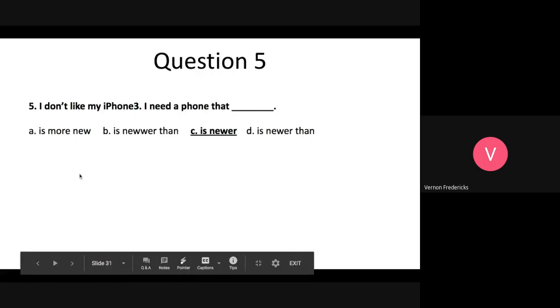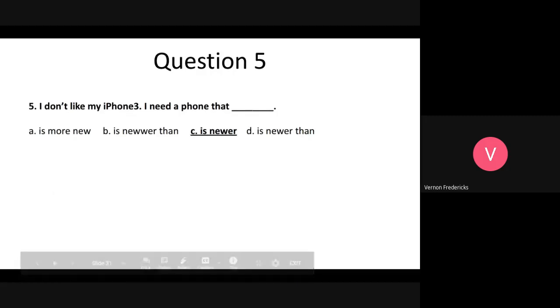Number 5, I don't like my iPhone 3. I need a phone that is newer. Okay, is more new? No. New is my adjective. One syllable, so we just add ER. Newer than, spelling, not double N, not double W. We don't use is newer than, because we're speaking about the iPhone and we're speaking about the time. Yeah, it's a newer one. I need a newer one.